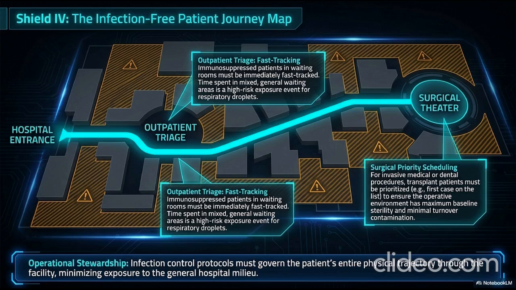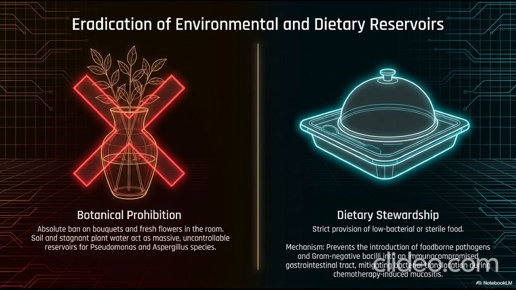Slide 15. Eradication of environmental and dietary reservoirs. We enforce a total botanical prohibition, as flowers and soil are massive reservoirs for Pseudomonas and Aspergillus. Dietarily, we provide low bacterial or sterile food to prevent the introduction of foodborne pathogens into the compromised GI tract.